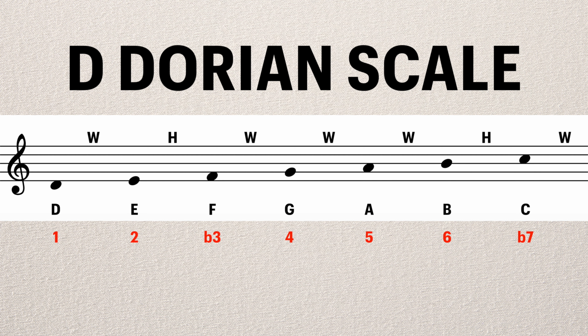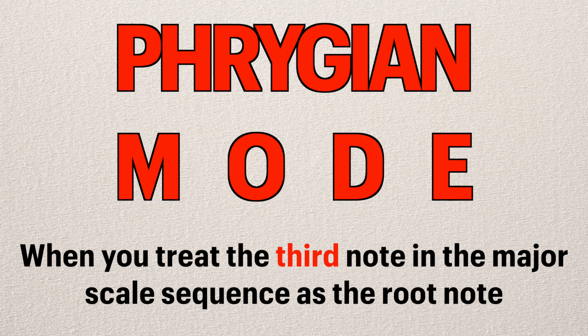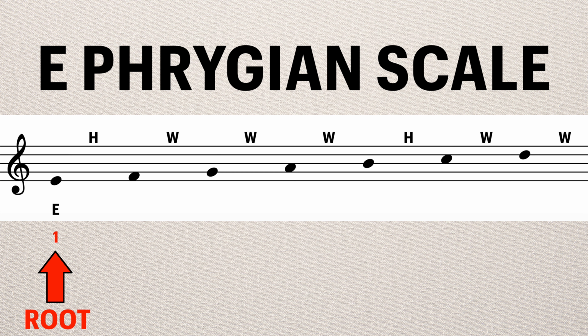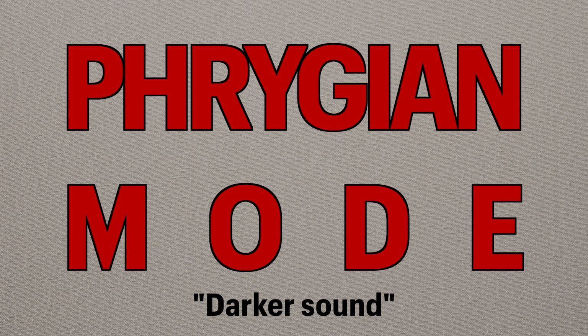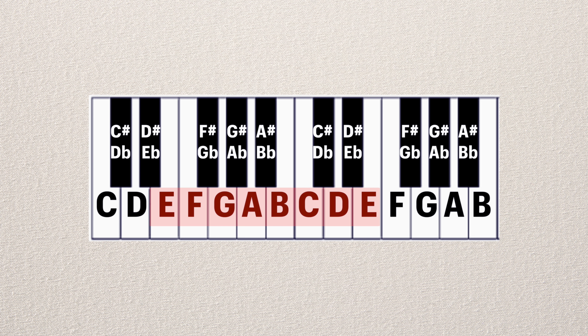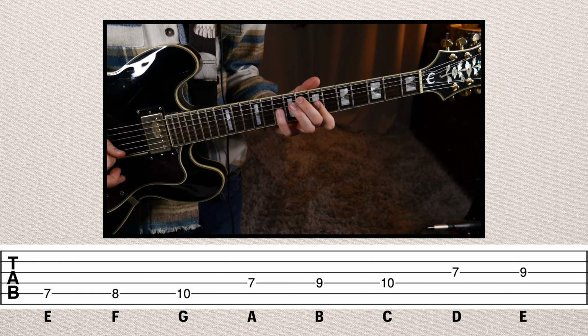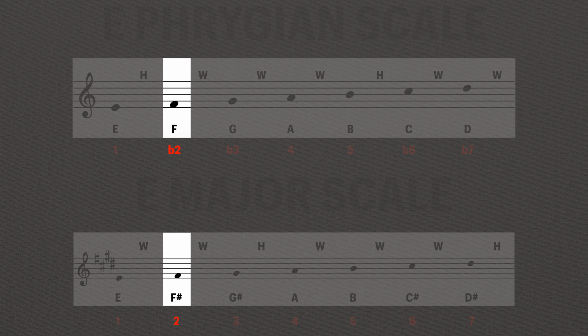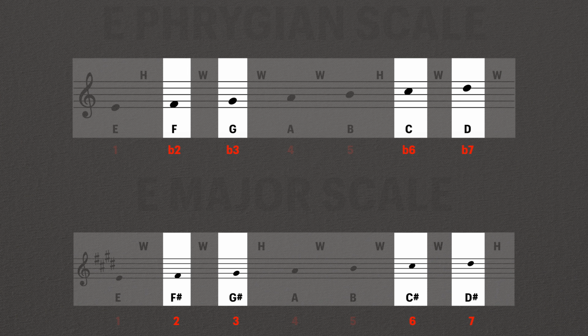Phrygian mode is when you treat the 3rd note in the major scale sequence as the root note. In our example, that means that E would become our new root note, and we would move the C and the D towards the end. The new sequence of notes would be E, F, G, A, B, C, D. Phrygian has a slightly darker tone than most modes, and it sounds something like this. Compared to a parallel major, this scale has a flatted 2, 3, 6, and 7.